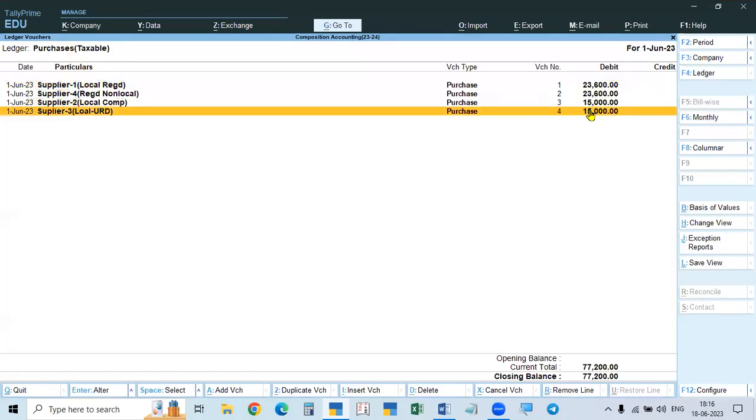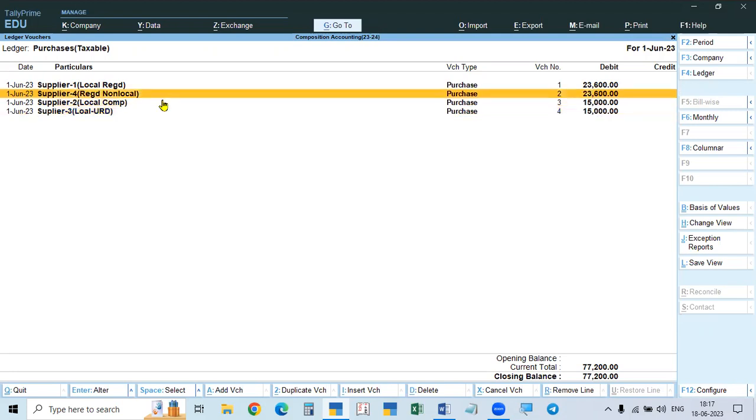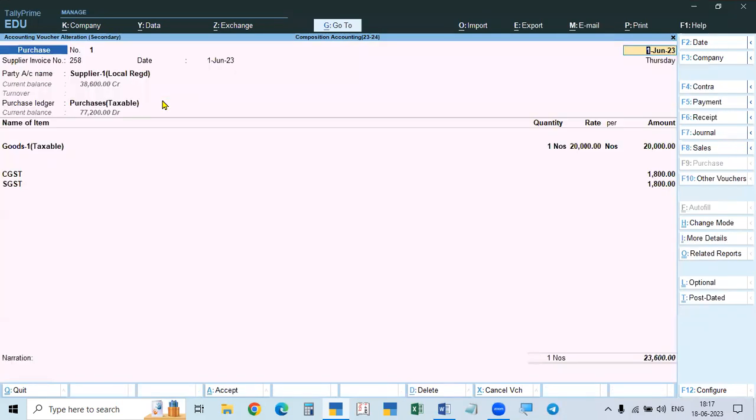But in this case, these two persons are registered persons, and the goods are also taxable goods. In these two cases, composite or unregistered, whether taxable, non-taxable or nil rated, they cannot levy the tax. And in these two cases, if they are taxable goods, they will levy the tax. Non-taxable and exempted, they cannot levy the tax. If tax is levied, you enter it in the invoice.